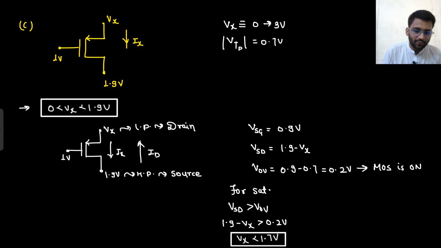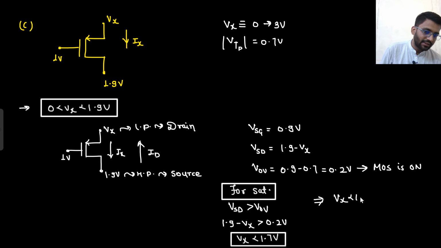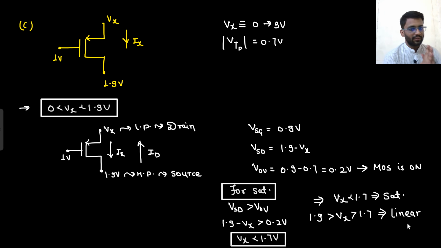Now I got to know the condition for saturation. If your Vx is less than 1.7, then your device should be in saturation region. This I derived. But if your Vx is greater than 1.7, what will happen? Your device will be in linear region till 1.9 volt. We have talked about till 1.9 volt. Say yes or no, everything is crystal clear.